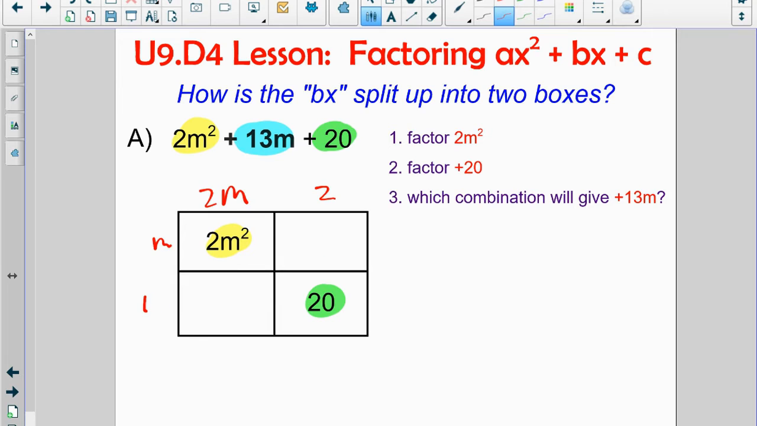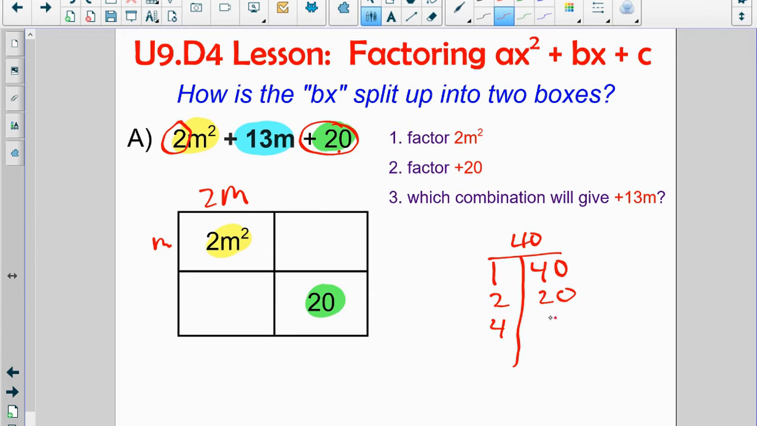And you can keep doing this over and over again until you eventually find the right combination. Or there is another way that might be a little bit more efficient. Okay, so here's what you do. You multiply together the leading coefficient and the constant term. So if I multiply 2 times 20, I will get 40. And then I want to find my factor pairs of 40. 1 times 40, 2 times 20, 4 times 10, and 5 times 8. That's all my factor pairs of 40.